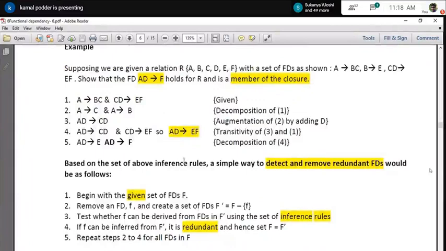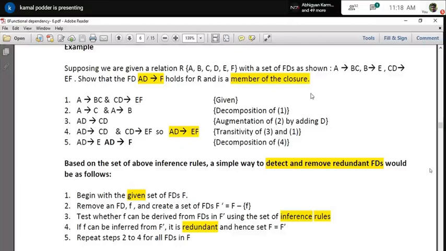Now just take an example to clarify all those things. Suppose we have a given relation. This is my relation, which contains six attributes, with a set of FDs given. These are the FDs. Now we have to show that this FD holds for R and is a member of the closure. I do not know what the total closure is. For that, if you try to find out whether this is a member of the closure or not, you have to find the closure.